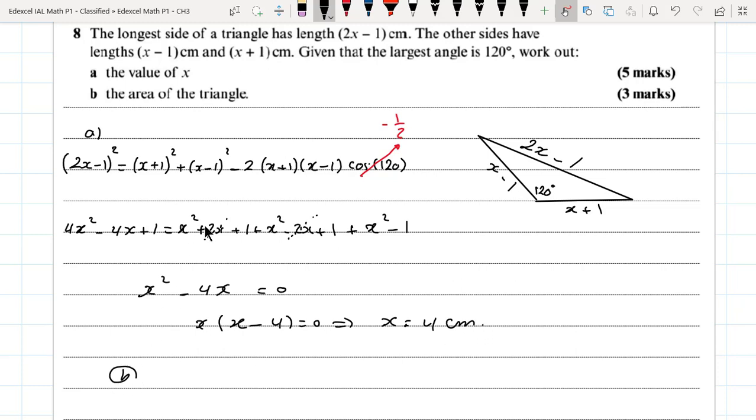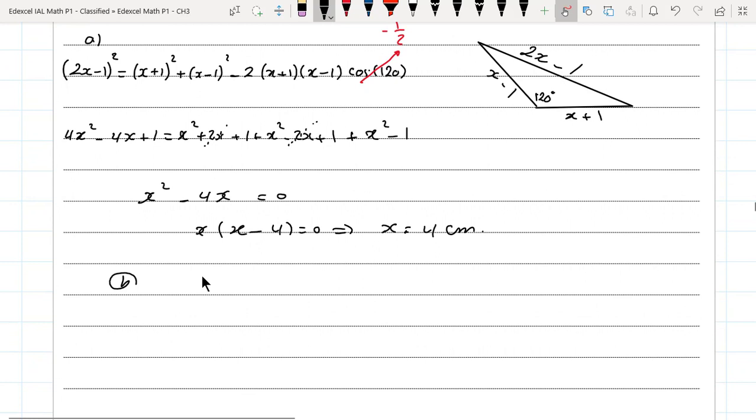B, find the area. To get the area, we can apply the rule of half, the product of this side with this side. 4 plus 1, 5, and 4 minus 1 here is 3. And then sine 120. Sine 120 is the same as sine 60, which is root 3 over 2. So the final answer should be 15 root 3 over 4.